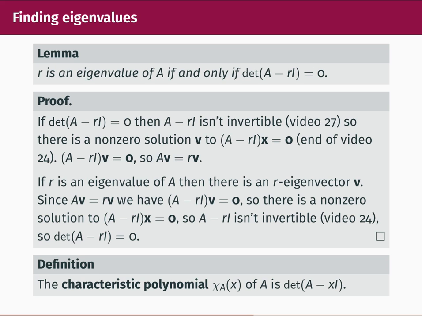So how can we find eigenvalues for a given matrix? Well, there's a very easy criterion based on the observation we've just made. A number R is an eigenvalue of A if and only if the determinant of A minus RI is 0.